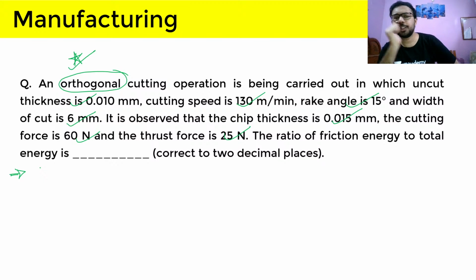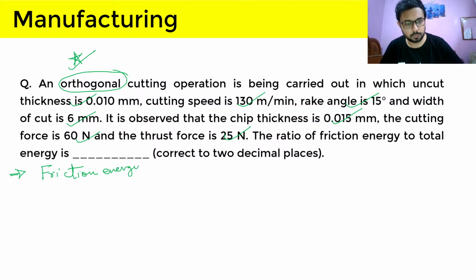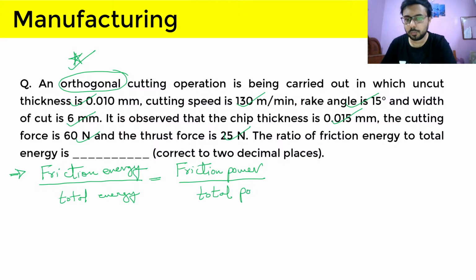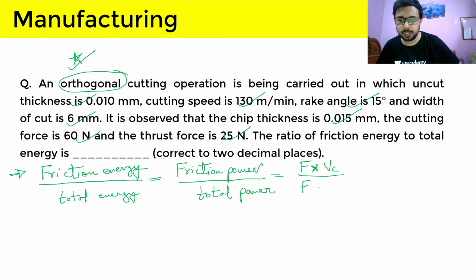So for friction energy by total energy, we can calculate the ratio of power here. Friction power will be equal to F into Vc, that is chip velocity. Vc is chip velocity, the velocity of the chip with respect to the tool, which is where the friction is acting on that surface, and total power will be Fc, that is cutting force, into the cutting velocity.